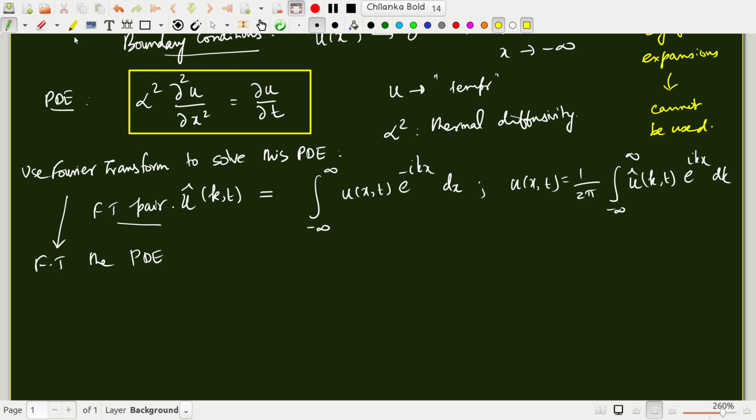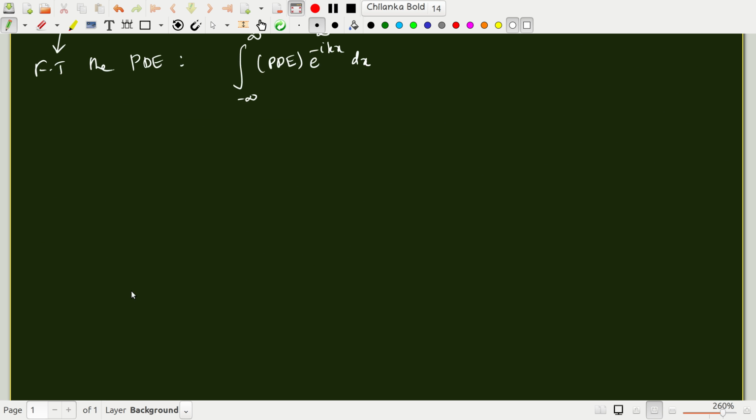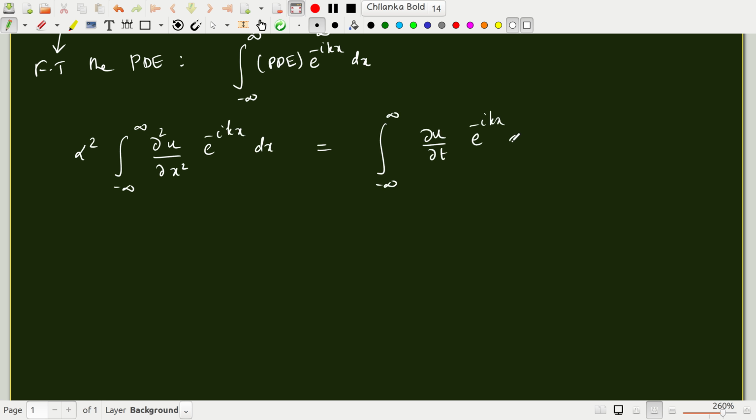Alright, we have to Fourier transform this PDE, and to do that you have to integrate the entire equation by multiplying it by e to the minus ikx and integrating over dx. Okay, so let's show that here. Alpha squared integral from minus infinity to infinity of partial squared u by partial x squared e to the minus ikx dx. On the right side is the integral from minus infinity to infinity of partial u by partial t e to the minus ikx dx.